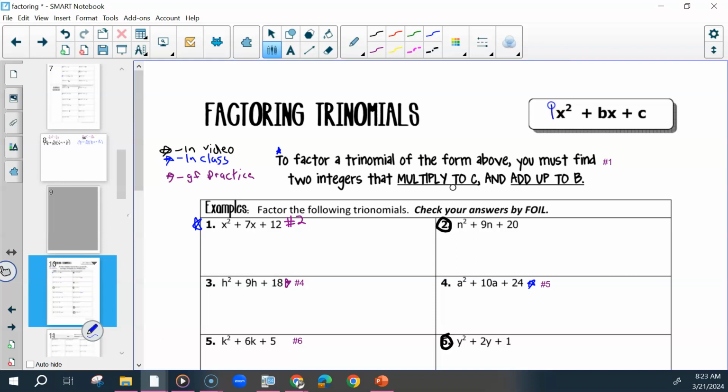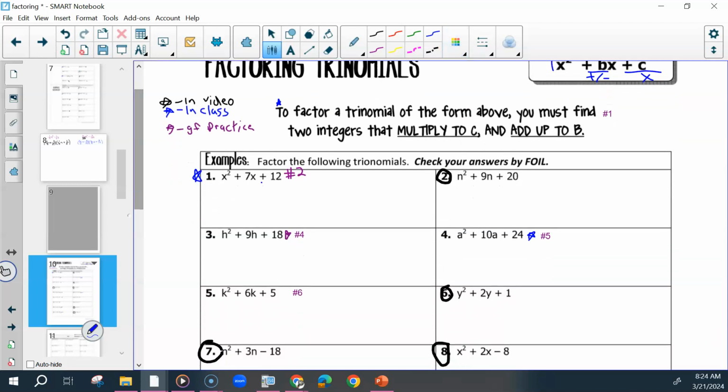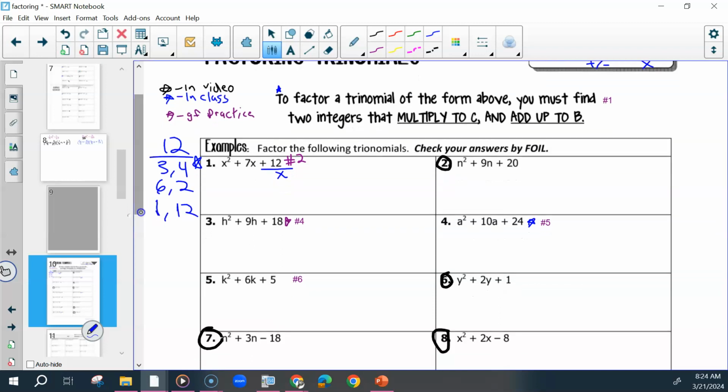We're going to be looking for 2 numbers that multiply to be c, that add or subtract to be b. And in this, it's kind of like a puzzle. Only one set of numbers will work for this. So in number 1, we're looking for 2 numbers that multiply to be 12. So what are factors of 12? 3 and 4, 2 and 2. What else? 1 and 12. And then of those pairs, we're looking for which ones when we add together would give us 7. 3 and 4.